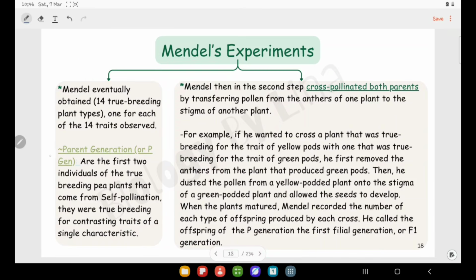so returning to the definitions, we say the P generation, or the parent generation, are the first two individuals of the true breeding pea plants. And how did he get them? Is it by self or cross? It's by self-pollination. And as we said, they are true breeding for contrasting traits, because we have purple and white. Now, when he did cross-pollination for both these parents, he got the F1 generation. And after that, he got the F2 generation.